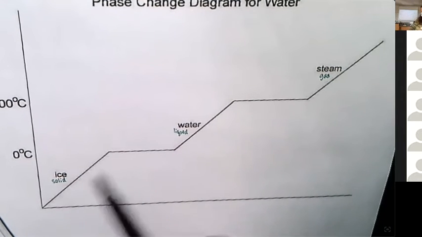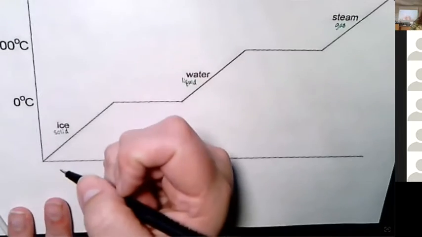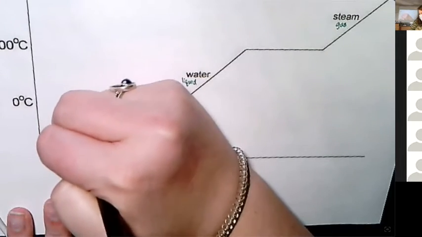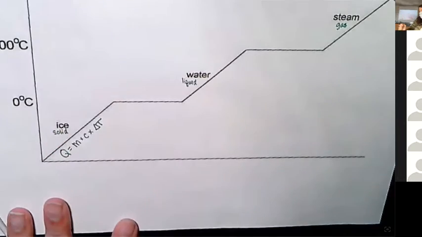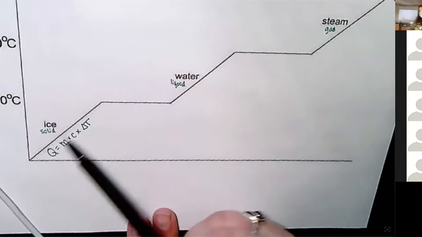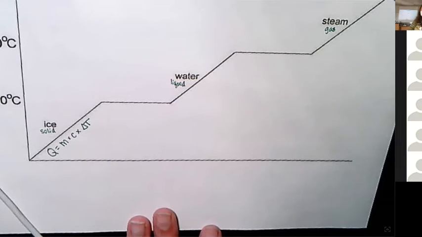The first thing is that this section right here that shows ice, I'm going to put an equation. And again, if you're in person, you need to be making sure you get this down as well. On this line by itself, Q equals M times C times delta T. That's that specific heat formula that we started working on the week before spring break.